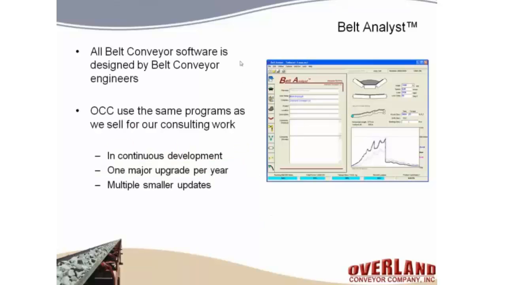All the belt conveyor software developed by Overland Conveyor is designed and written by belt conveyor engineers. We actually use these exact same programs for our own consulting work, and we do consulting on some of the biggest and most complex major conveyor systems being designed and constructed in the world. Belt Analyst was first developed in 1996 and is used by thousands of people around the world today.